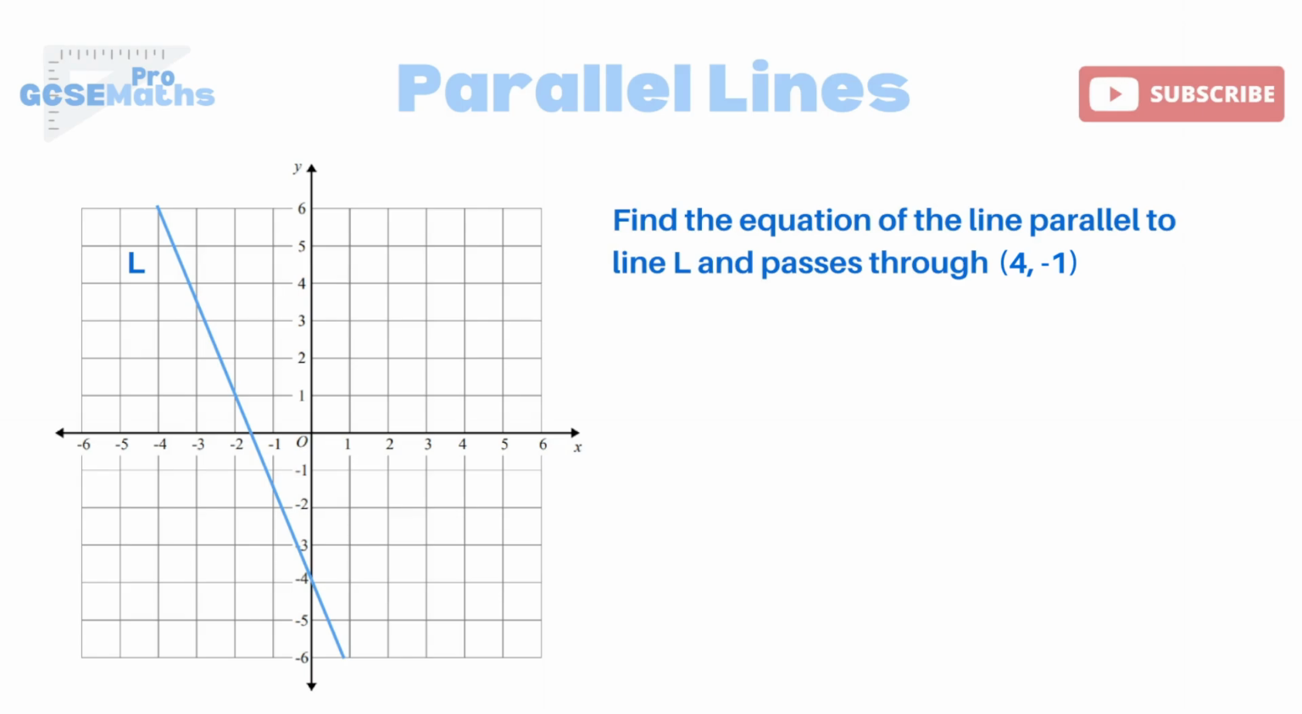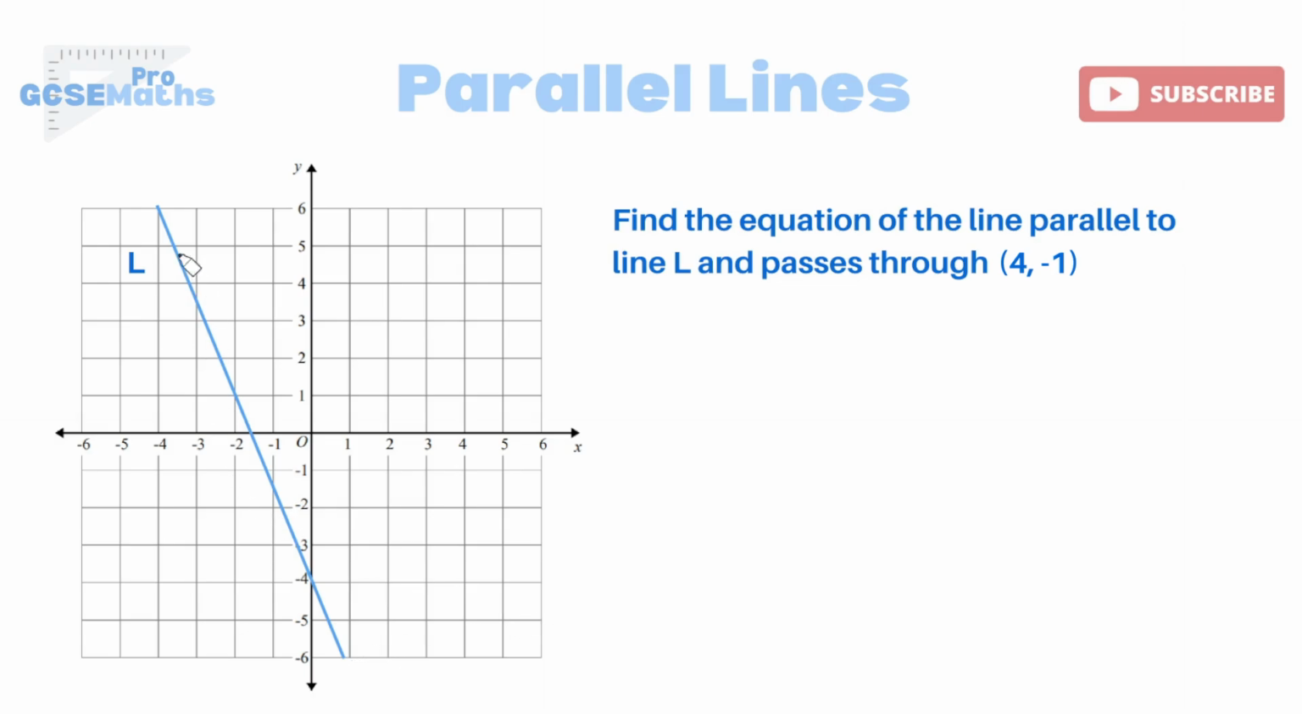Okay, this one is only different because now we can see one of the lines drawn for us. We've not been actually given the equation written down. So find the equation of the line parallel to line L, which is the one drawn here, and passes through 4, -1. So we need to know, not necessarily the whole equation of line L, I mean you could obviously work it out, but just the gradient really, don't we?